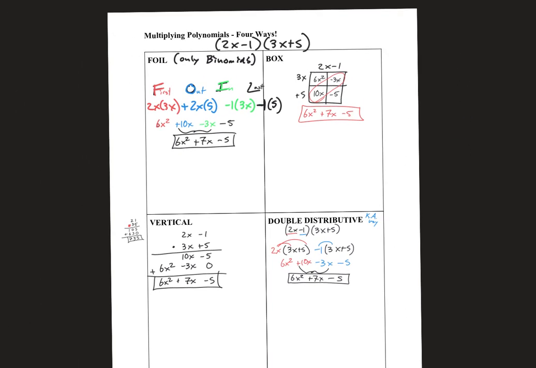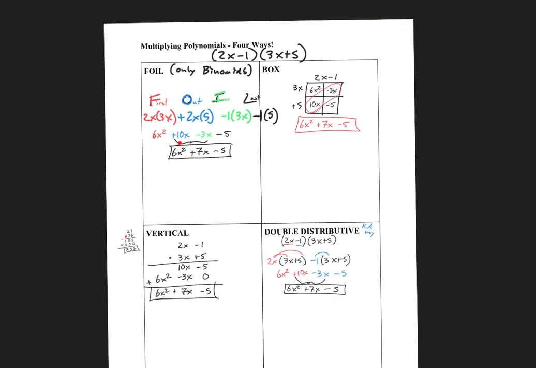Again, remember, FOIL only works for binomials. So students usually pick this way. It's the smoothest, it's the easiest to keep track of. And I don't care which way you do. I don't. But whatever way you do it, you need to be an expert in it. So that's all that matters.